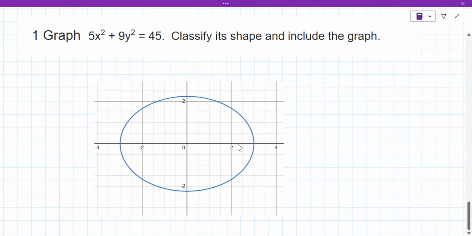How about over here? Is it just a little bit above the 2? Yeah. I would say it's a little more. Do you agree that this point and this point are different distances from the 2? Yeah. Okay, so this one would be considered an ellipse.